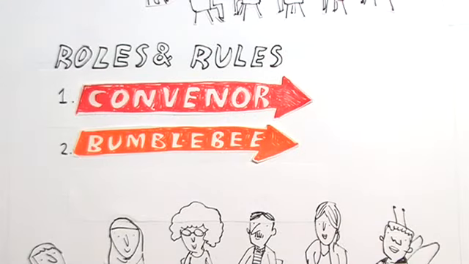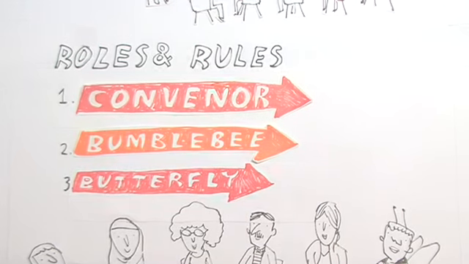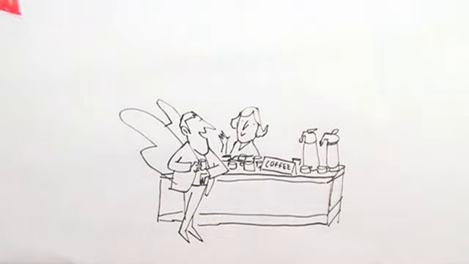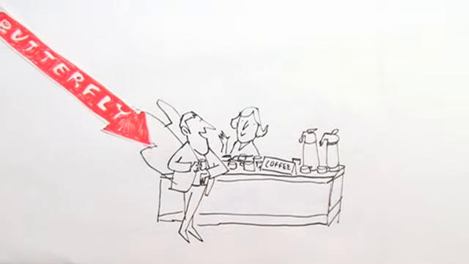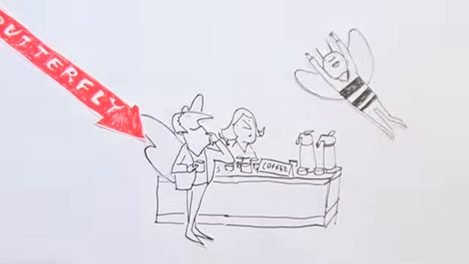Third role is that of a butterfly. Butterflies are less energetic than bumblebees. They don't really want to go to any sessions. They flutter around on the periphery. That's fine too. They're also smarter than bumblebees. What they do is they intercept the bumblebees as they rush around and find out what's going on anyway.